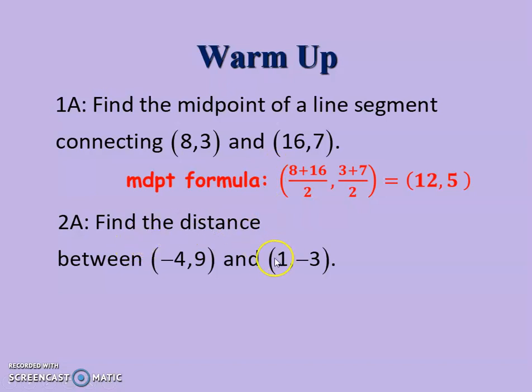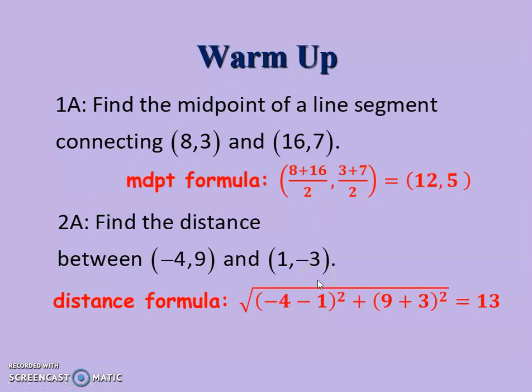Number 2 says find the distance between these 2 points. So that one you're going to use your distance formula. It's going to be subtracting your x's, squaring it, plus subtracting your y's, squaring it, and then taking the square root of that sum. So if you do that on these 2 points, the distance between these 2 points is going to be 13. So those are 2 formulas that you are going to have to remember for this unit.